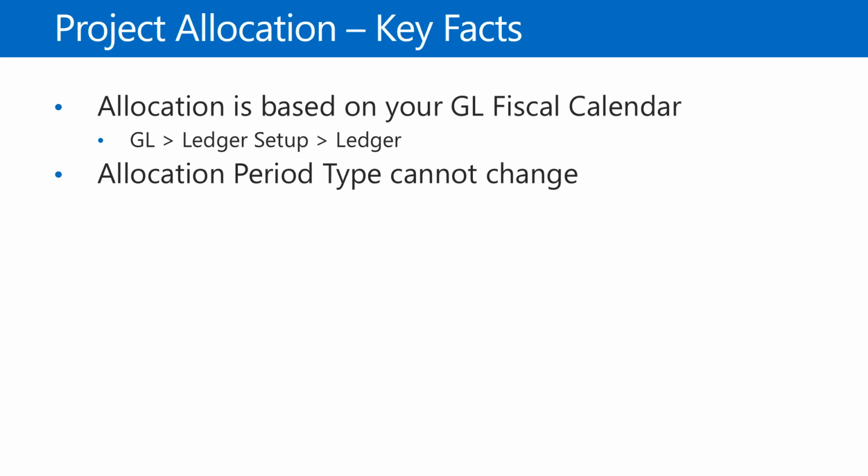And then this bullet, allocation period type cannot change. This basically means if you decide to allocate by period or quarterly or whatever, if you do a revision, you cannot adjust that allocation period type.